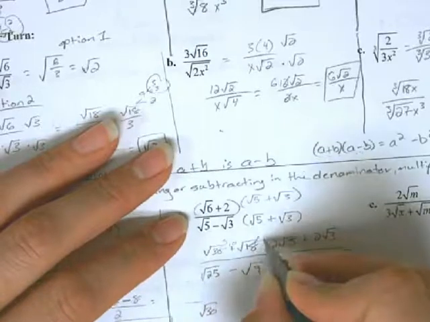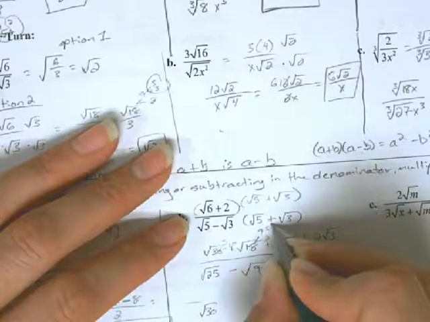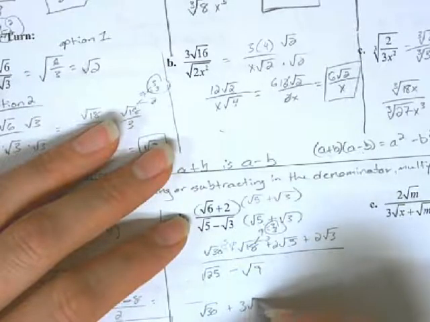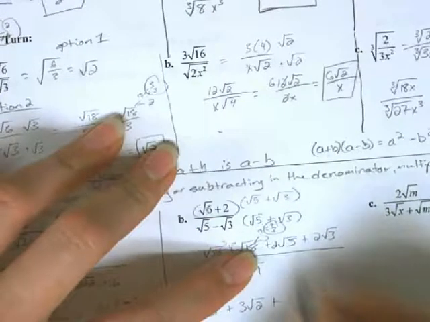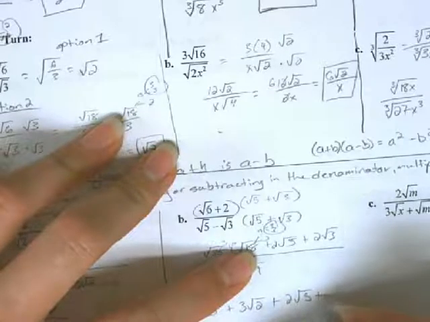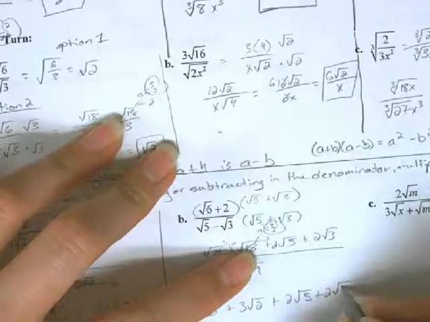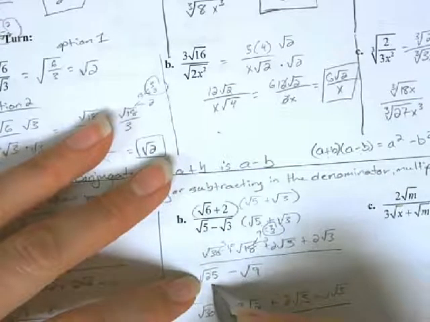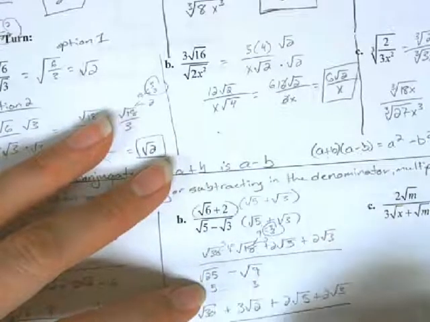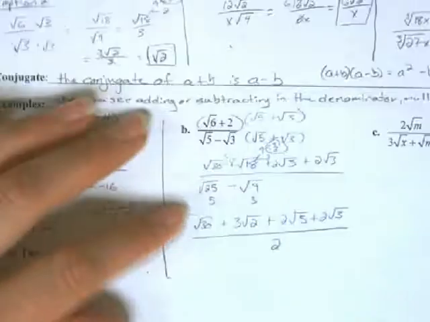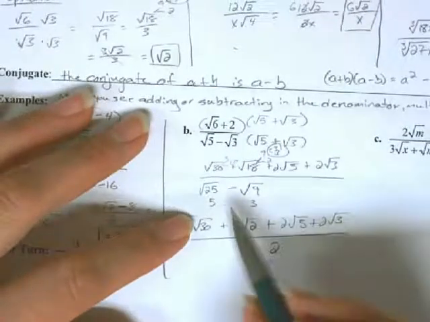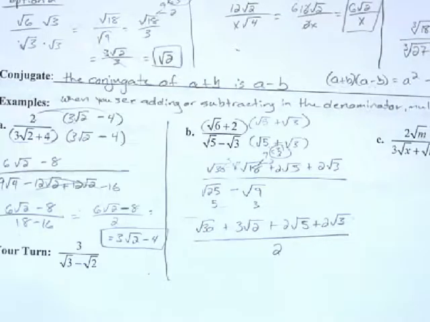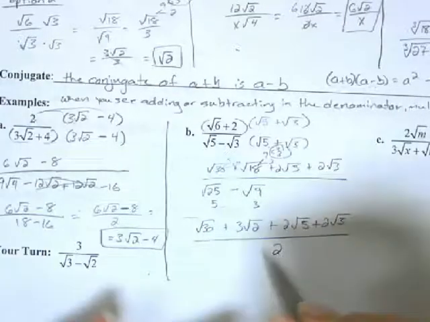18 breaks into 9 and 2, which breaks into 3 and 3. I do have a group there, so I get plus 3 square root 2. Okay, this doesn't even break down at all, nor does the last one. Okay, so we get this all over. Square root of 25 is 5, square root of 9 is 3, 5 minus 3 gives me 2 on the bottom.